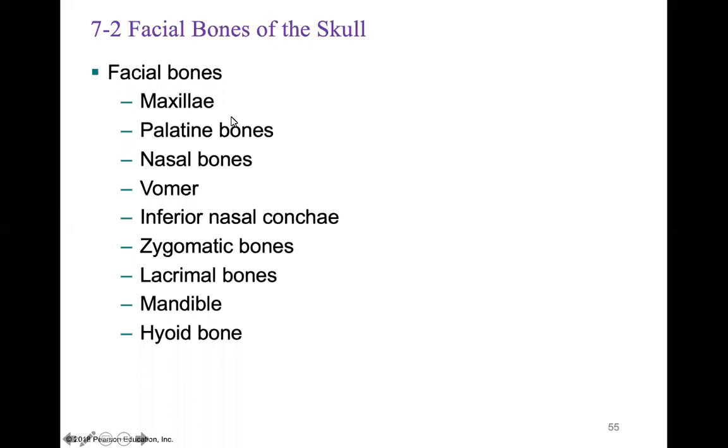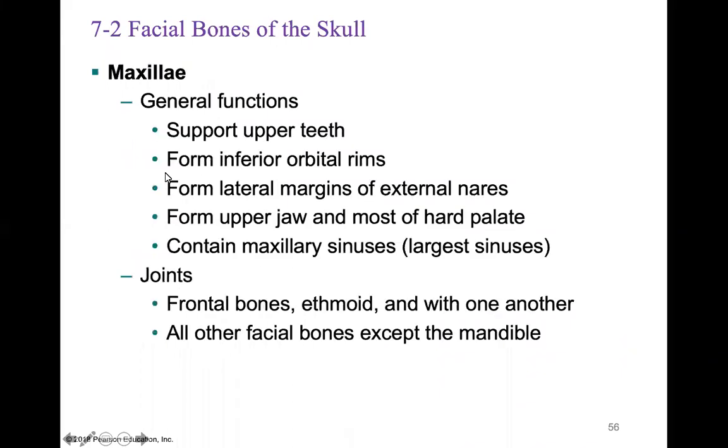Okay, so for the facial bones, here's our list of facial bones, and let's look at each of these individually. The first is the maxilla. The maxilla is going to form part of your upper jaw. The functions of the maxilla are that it will support the upper teeth, form the inferior orbital rim, so it forms the base of the orbit of the eye, and form the lateral margins of the external nares. The external nares are the opening of your nose.